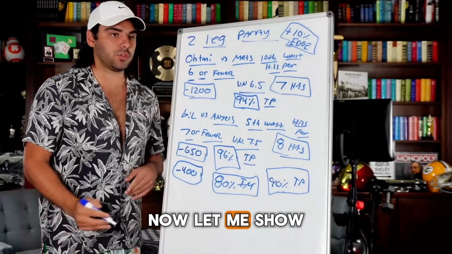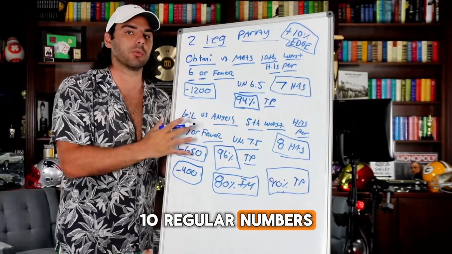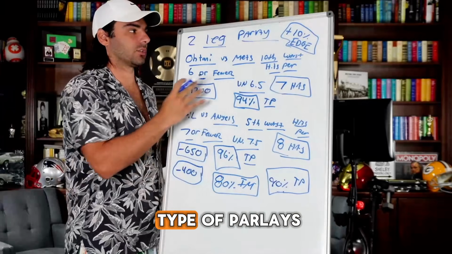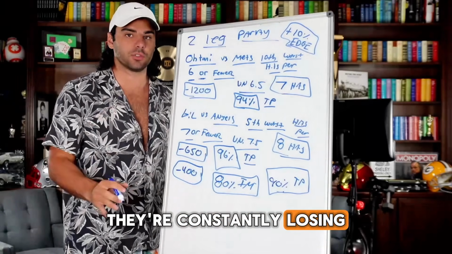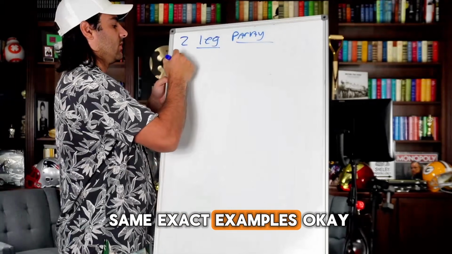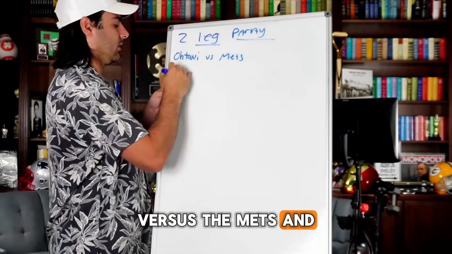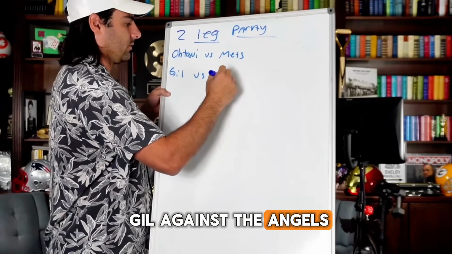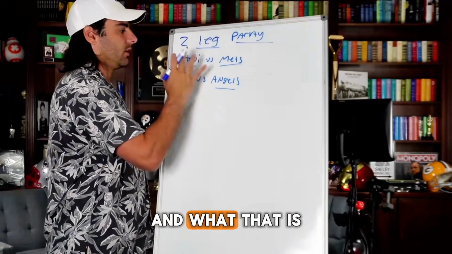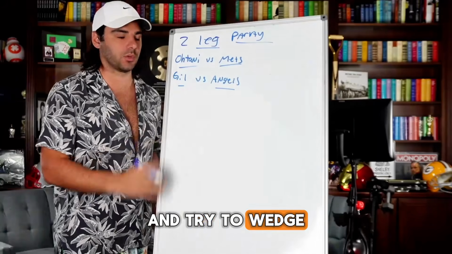Now, let me show you what happens when we try to use the minus 110 regular numbers that the sportsbook gives you here, and why when most people are betting those type of parlays, they're constantly losing. And I'm going to show you exactly the reason why. So we're going to go ahead and use the same exact examples, okay? We're going to go with Ohtani, right, versus the Mets, and Gil against the Angels. Now let's take a look at their minus 110 numbers and what that is going to look like when we throw in the true probability and all that and try to wedge it together.